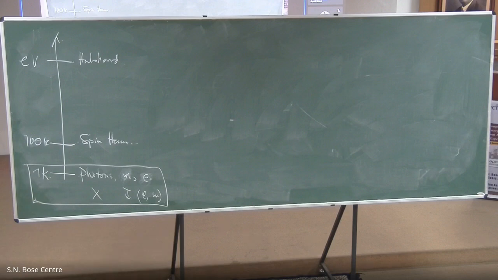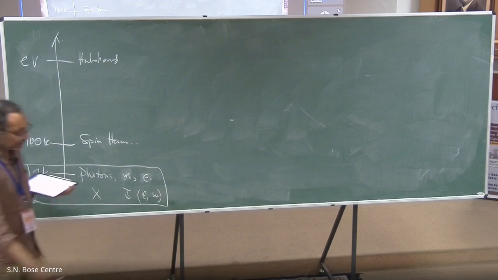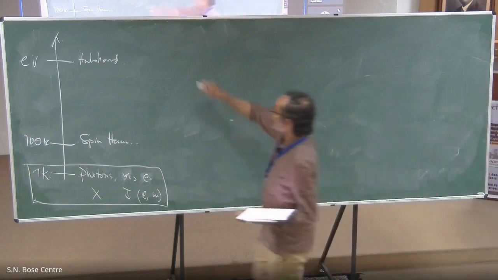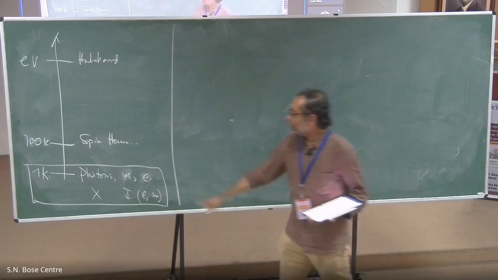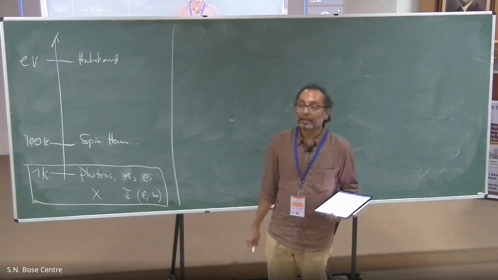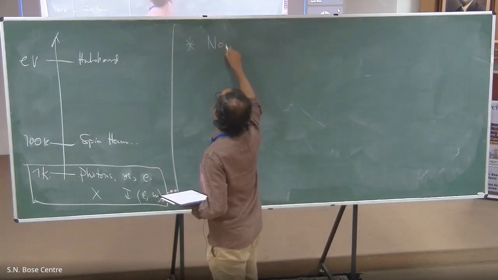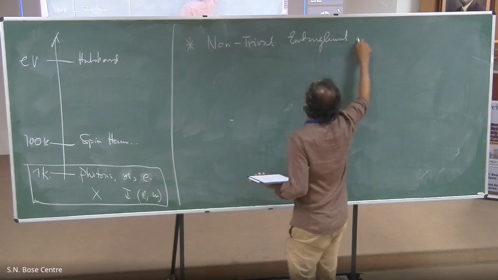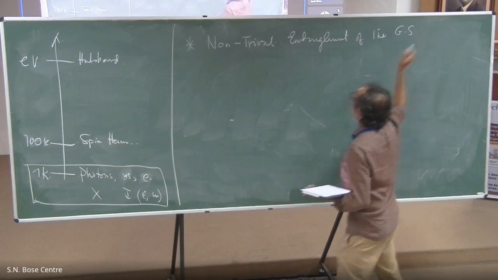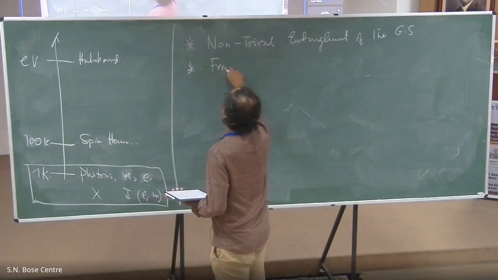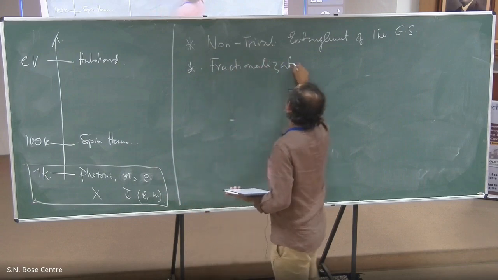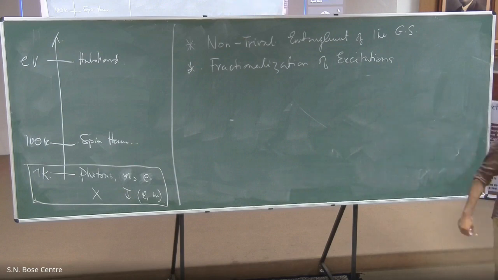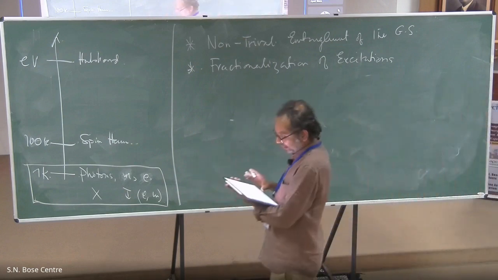In this case, I have done exactly how to write terminal operators. Arun has done it somewhat approximately. I will try to point out the general structure. Whatever general structure would be valid must take into account the following features: the non-trivial entanglement of the ground state, and fractionalization of excitations, which basically means that you have a single spin and you create more than one excitation. It's very different from the magnon.